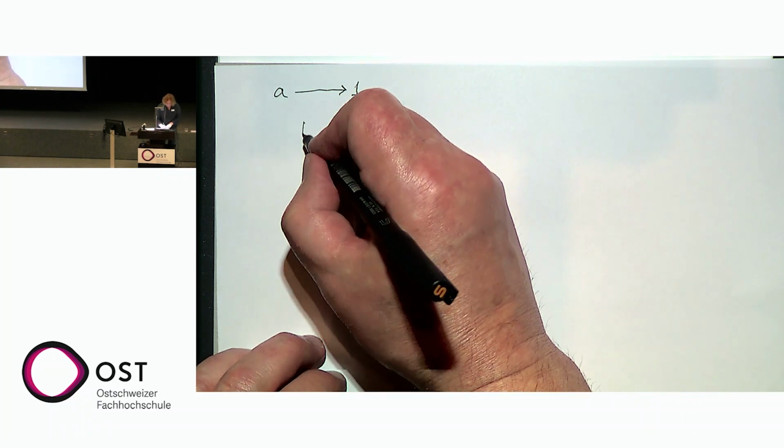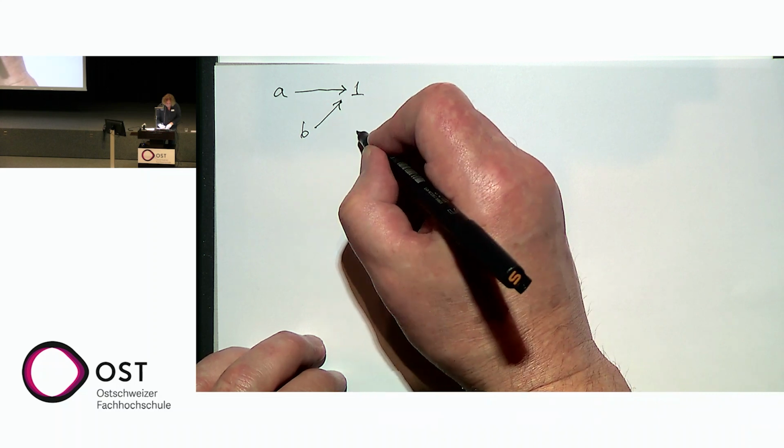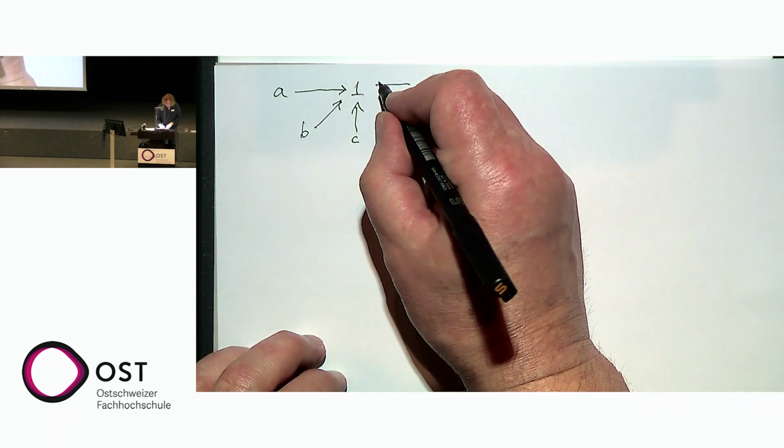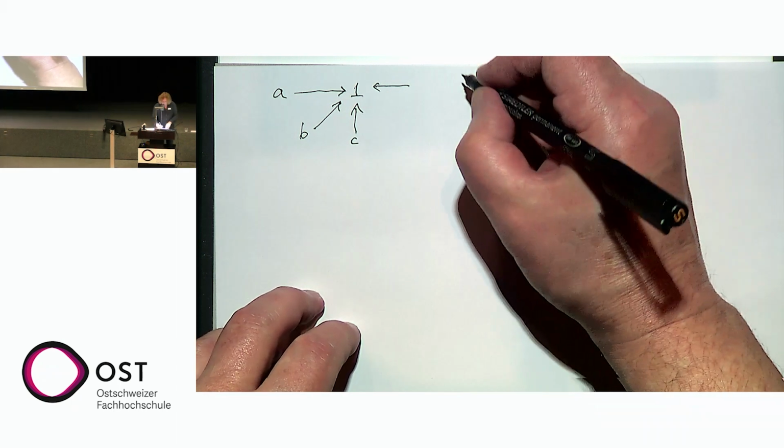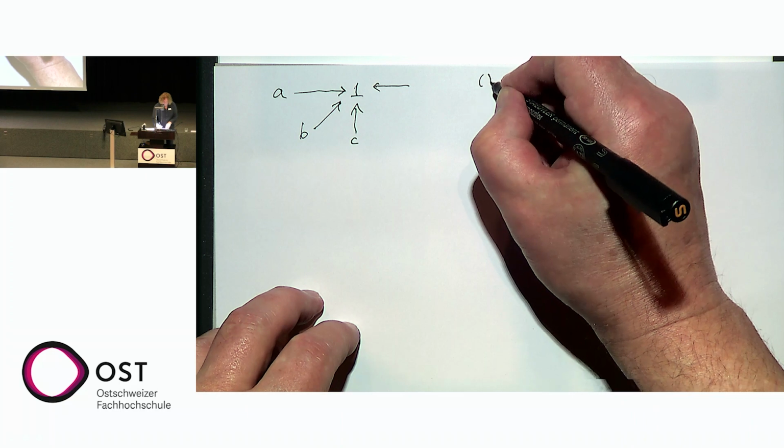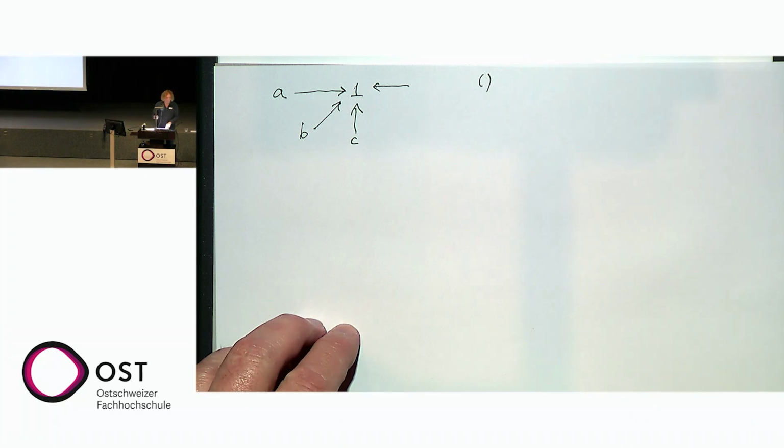Okay, so you have object A, you have object B, you have object C, and so on. Each of them has a unique arrow to this object 1. In Haskell, we call this object unit, okay? This object is the type unit, right? Yes? What's that unique arrow?